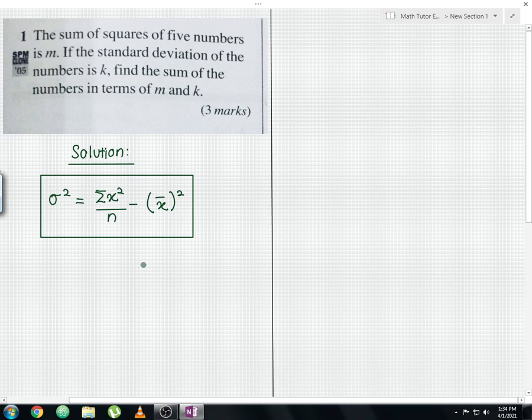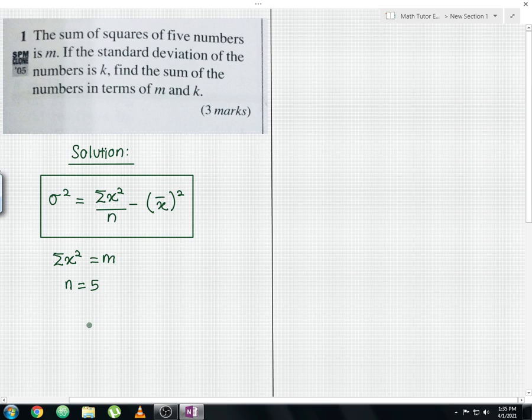So the first step is to gather the information from the question one by one. The question mentioned that the sum of squares is m. So from here, let us write it down. Sum of squares is m, and then the number of values of data is 5 over here. So let us write it down as well. So n is equal to 5.